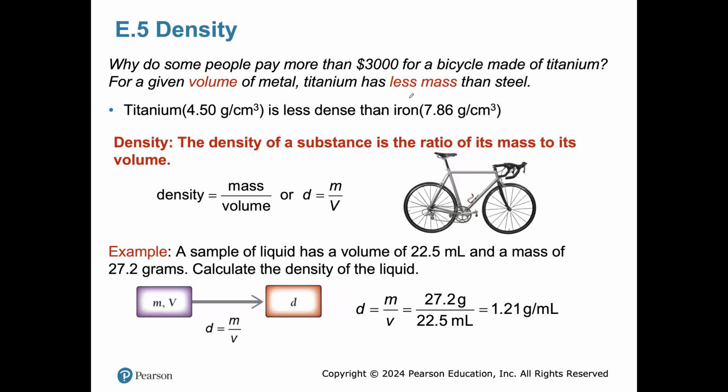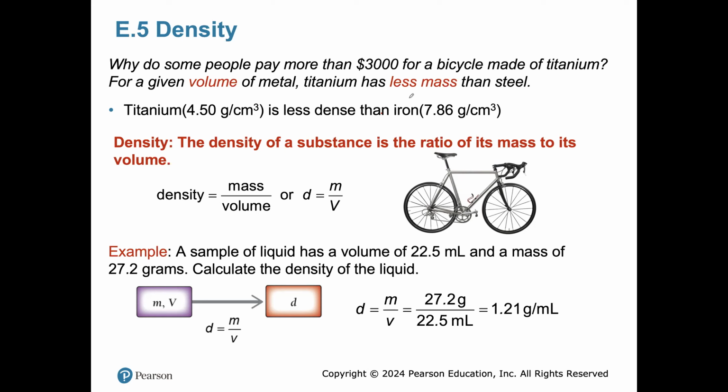Let's look at the definition of density. So why do some people pay more than $3,000 for a bicycle made of titanium? This is because it's much lighter, right? It's easier to bike and goes faster.